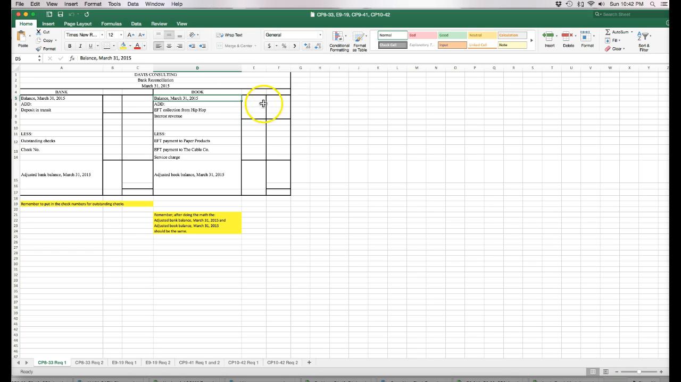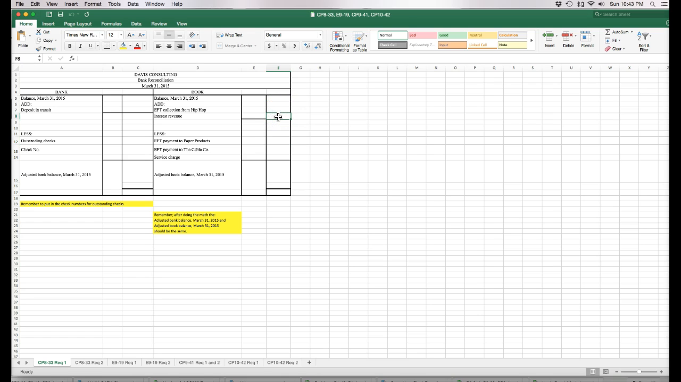So you're going to start with your balance in the books as of March 31st, and then you're going to add any EFTs, any collections from any vendors. So those are electronic fund transfers that have come in. And then you have to subtract any electronic, let me go back.